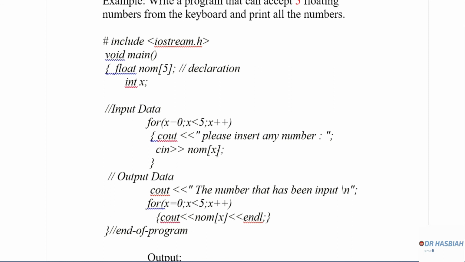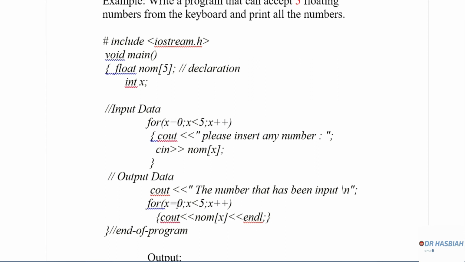So let's say we input any number until 5 numbers here, then we want to see the numbers output, so you use the cout statement. This is the output data, cout, the numbers that have been input. So for x equal to 0, x less than 5, x plus plus, cout nom x. Nom x depends on the subscript here. If x is 0, cout nom 0. And then you end with the close brace here. So this is the output data.